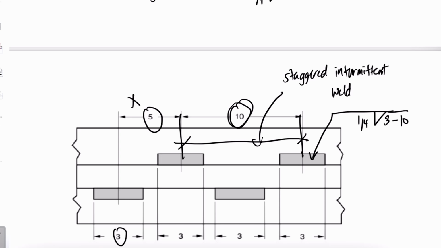Now this is a staggered intermittent weld, so the weld symbols of the fillet are not directly aligned, not directly above or under the other weld symbol. So you put 1/4 as the size here, and the length and pitch of the weld. Similarly, since the pitch is not indicated on the other side, you can assume that the pitch at this side of the joint is the same as the pitch on the other side of the joint, which is 10 as well.